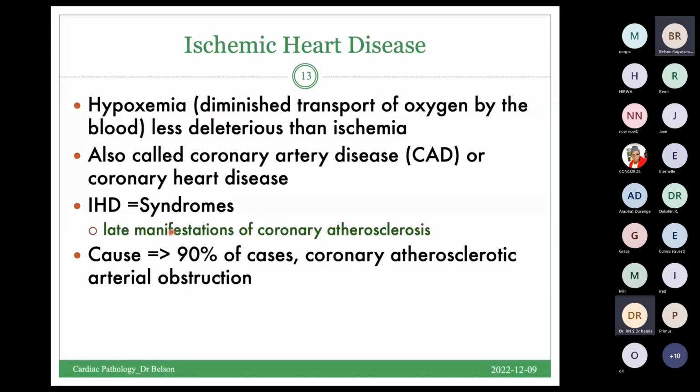So ischemic heart disease, as we know, is caused by ischemia, which is diminished transport of oxygen by the blood. So hypoxemia, hypo, it means decreased oxygen in the blood. So diminished oxygen in the bloodstream. So that's the meaning of this word. But this is less deteriorous than ischemia. I think you have seen this in cell injury.